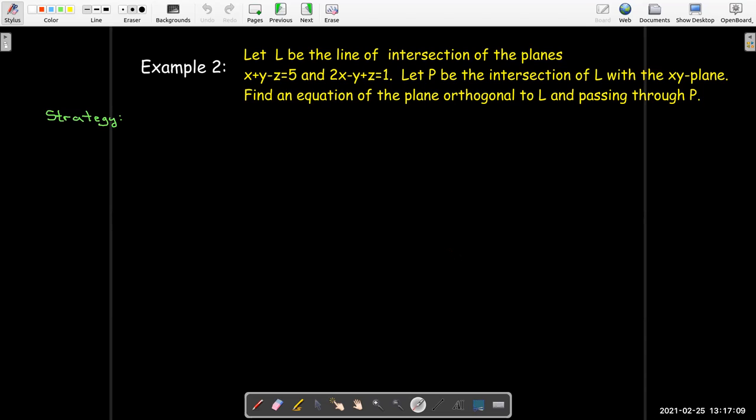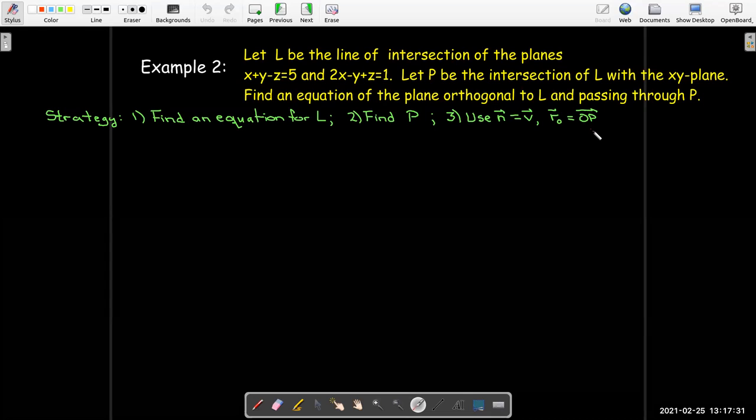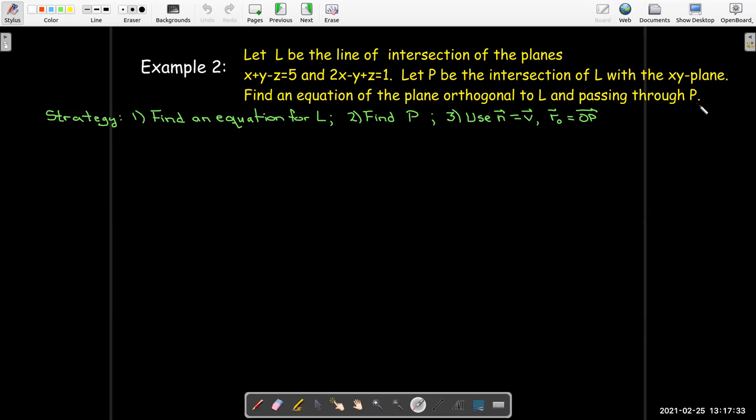So what's our strategy? Let's find an equation for this line L. Let's find the point P. And then we're going to use our normal vector for the plane that we're looking for. We'll use the direction vector from L. And we'll use our specified point as the position vector for our point P.